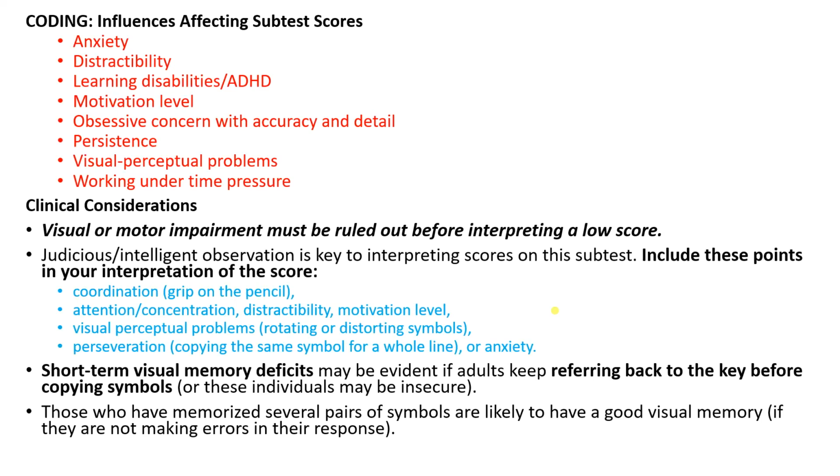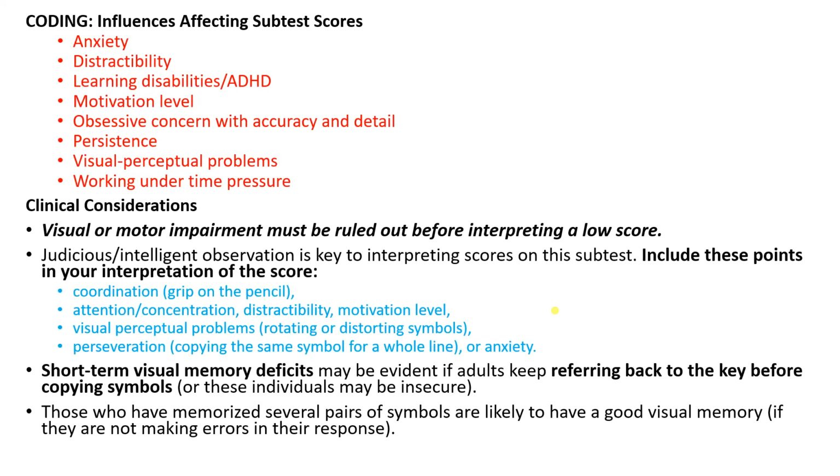Similar to that, visual or motor impairment is required to be ruled out before making any clinical interpretation of a low score on this test. If there is no visual or motor impairment, and even then the participant is scoring low, then it is likely to have some clinical or diagnostic significance. And a very judicious, very intelligent observation is required for interpreting scores on this test.